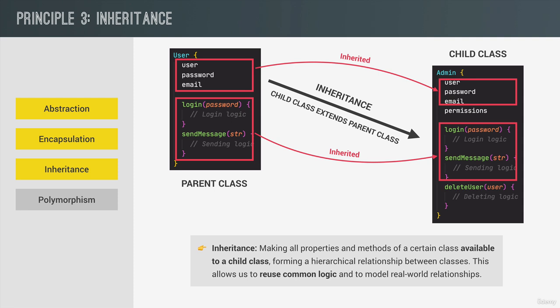In this case, both the admin and the user need to log in. And so instead of writing that logic twice, it makes sense to inherit the login method from the more global class, which is the parent class user, to the more specific class, which is the child class admin. Now, of course, a child class can then also have its own methods and properties. So at the end of the day, the child class ends up with some methods and properties from its parent and some of its own. So we can say that the admin is also a user, but basically an extended user, so with some added functionality.